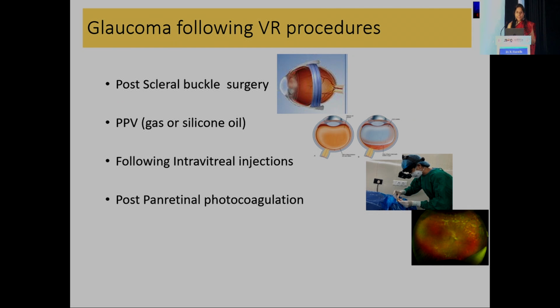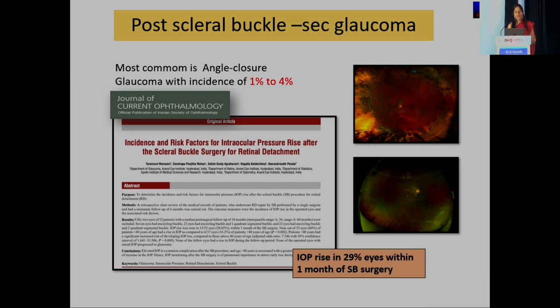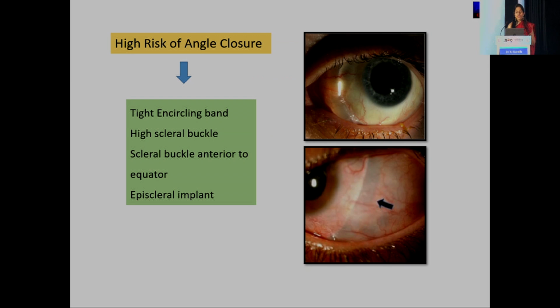Now we move on to the other common entity, which my previous speaker also mentioned: glaucomas that follow a vitreoretinal procedure. We often get referrals from the retina clinic following a vitreoretinal procedure. It could be because of a tight buckle, it could be because of retained silicone oil which is not removed, it could be because of gas, intravitreal injections, and even after a PRP. This accounts for around 1 to 4% of glaucomas that we see. Intraocular pressure is definitely very high in all of these patients, and many of them even present as angle closure. So what we have to do here is look at the eye.